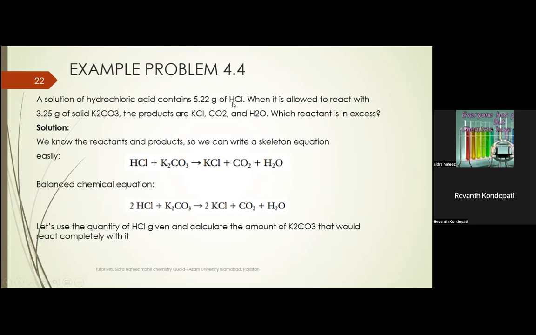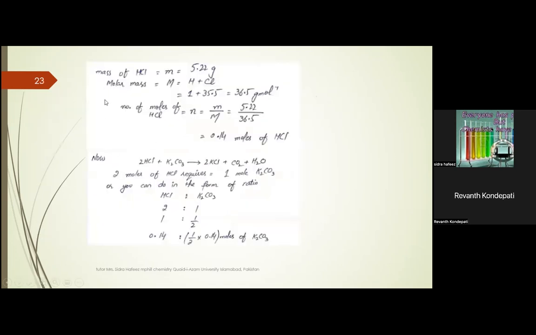So we will calculate how much potassium carbonate will be required with this amount of HCl to completely move the reaction forward. Then at the end we will come to know that if the potassium carbonate is in excess, then HCl is the limiting reactant. If HCl requires more potassium carbonate than is available, and this is the lesser amount, then we know that potassium carbonate is the limiting reactant. Here you can understand this explanation.